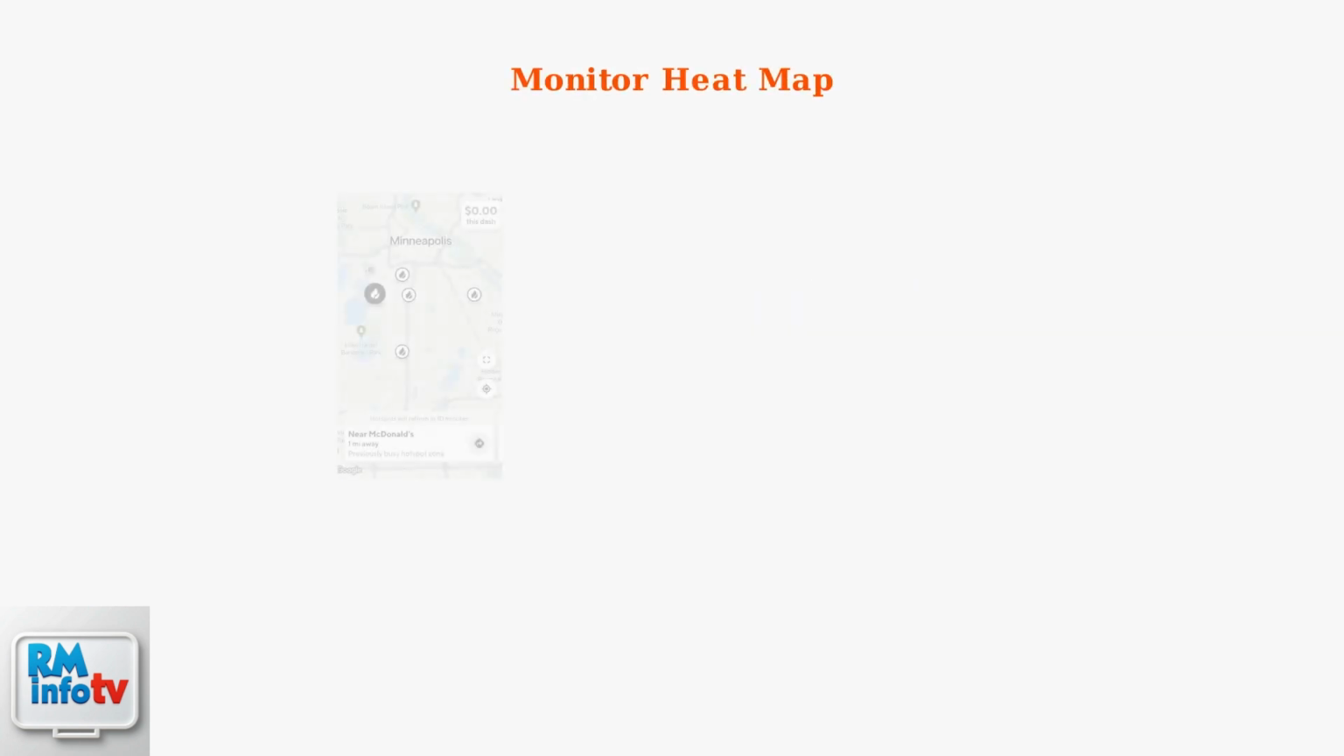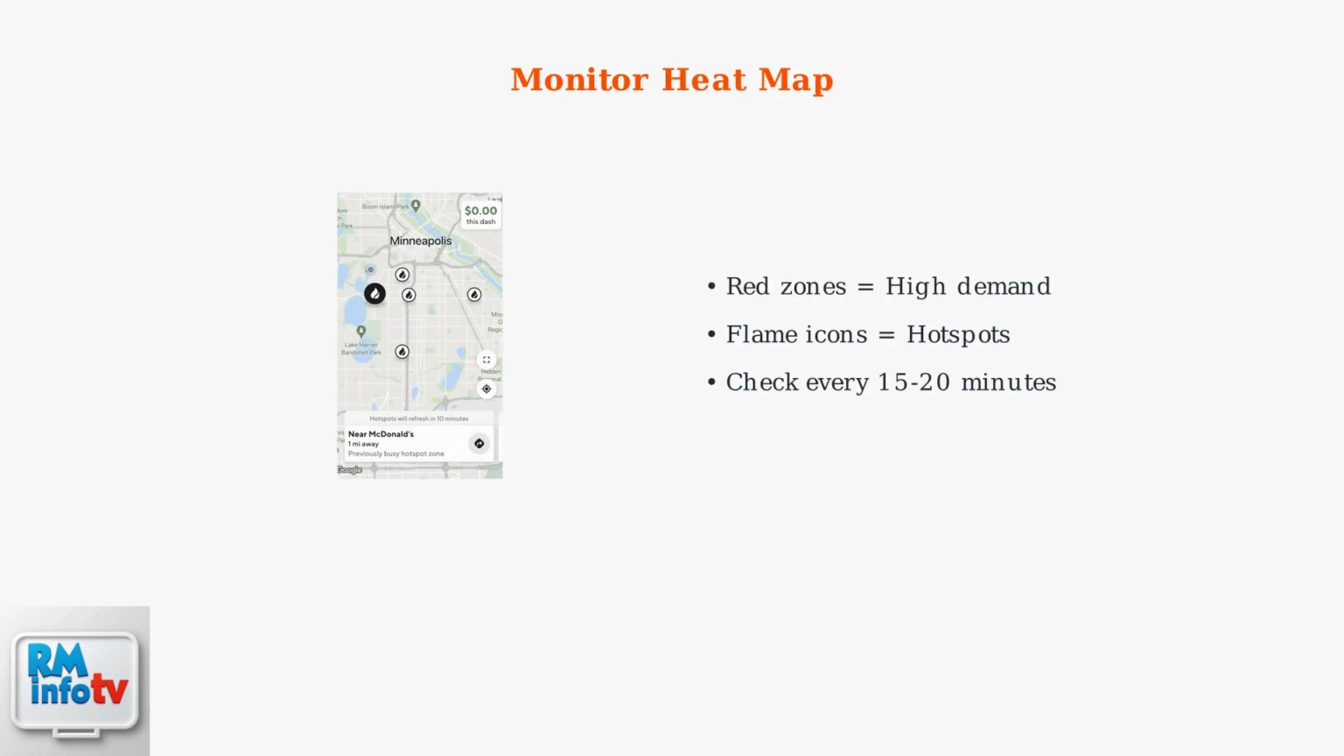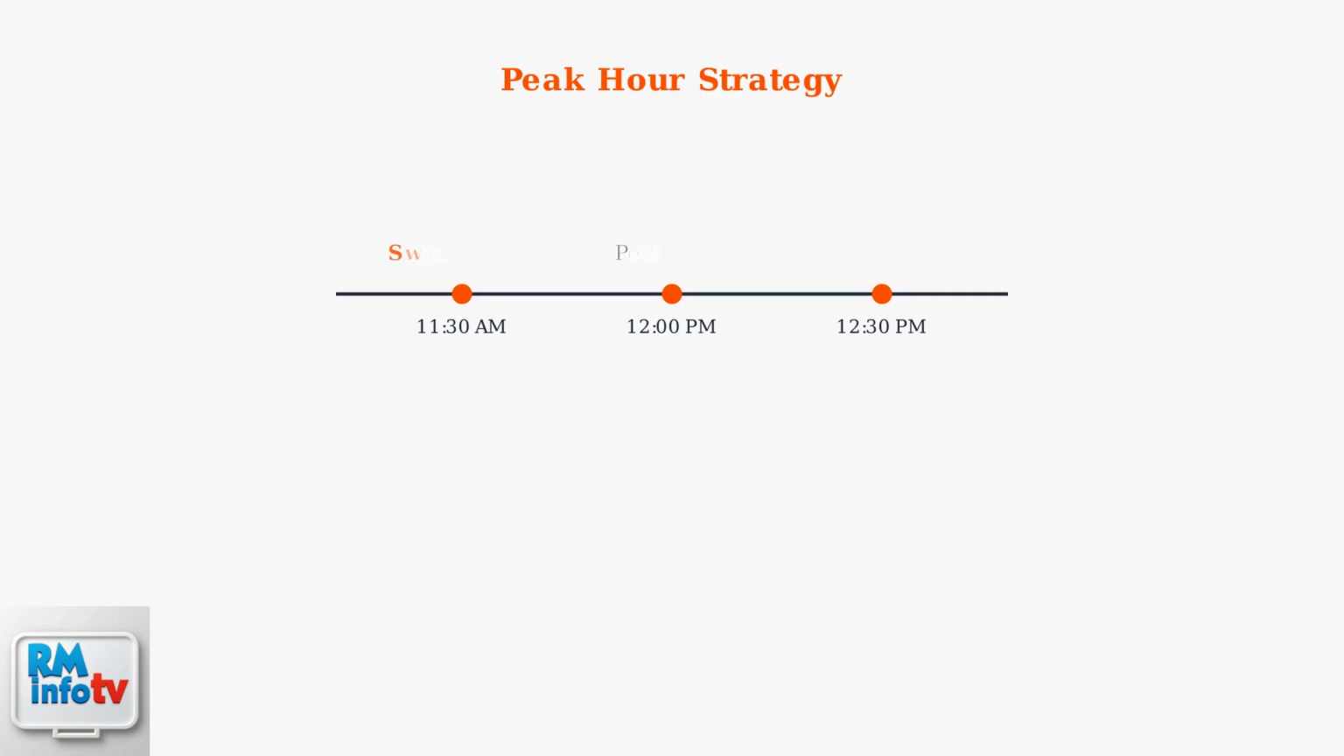The key to maximizing your DoorDash earnings is strategic zone switching. Start by monitoring the app's heat map feature for real-time demand indicators. Switch to high-demand zones 15 to 30 minutes before peak hours like lunch and dinner. This positions you ahead of the rush and maximizes order opportunities.